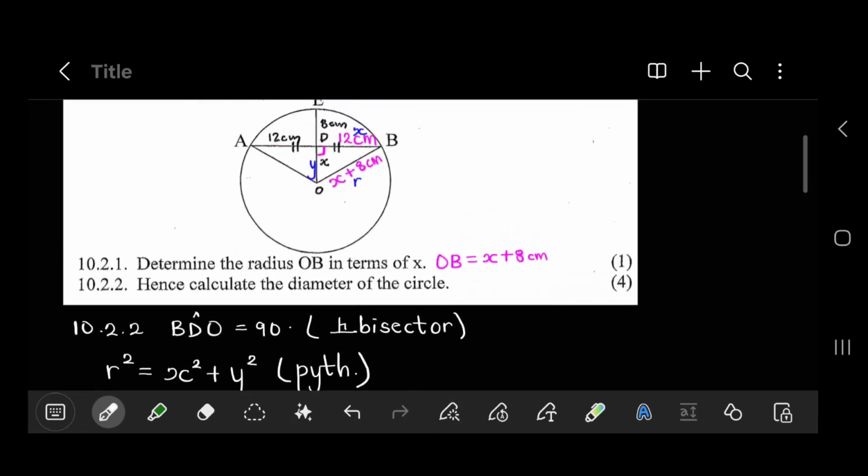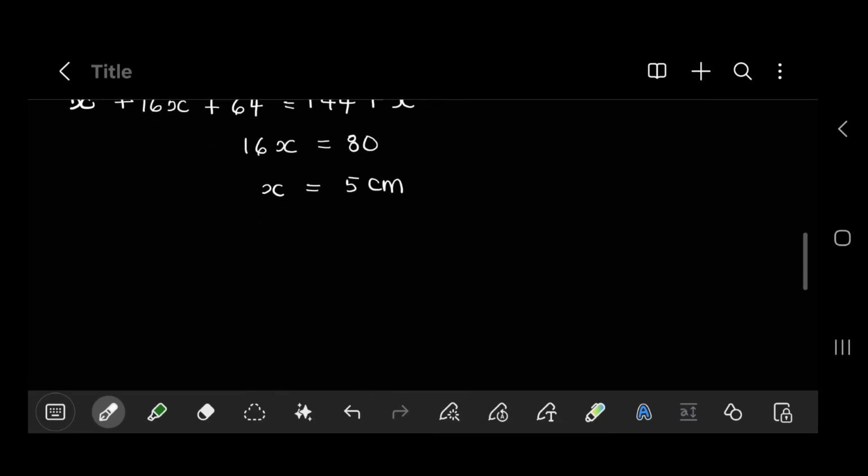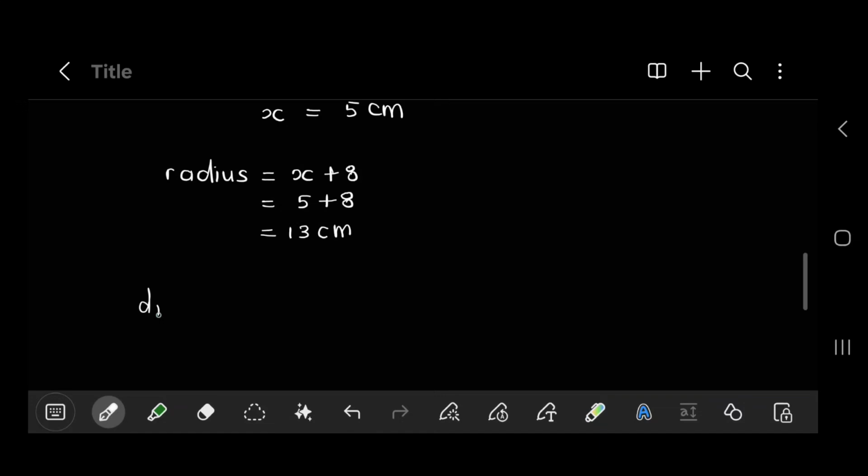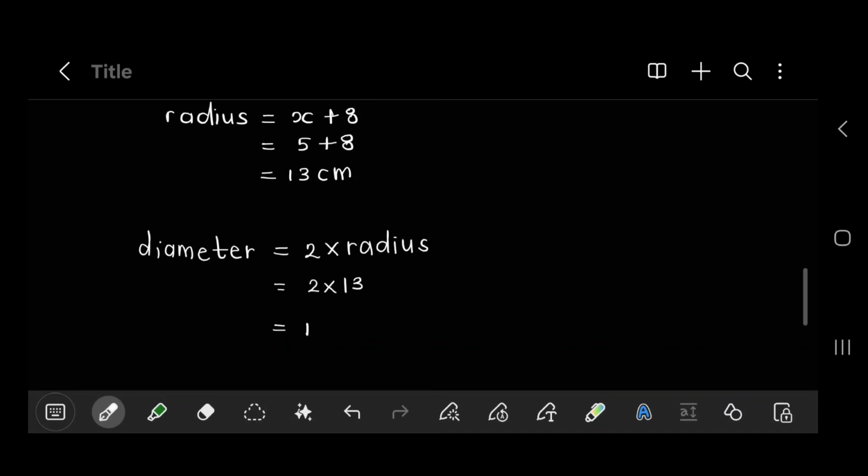Remember, what we need to get from here is the length of the radius. We know that the radius was actually x plus 8. So we're going to have 5 plus 8, which gives you 13 centimeters. But what the question actually asked was the length of the diameter. Diameter is, remember, 2 times the radius. So that's going to be 2 times 13. So the final answer for the diameter is going to be 26 centimeters. That is it.